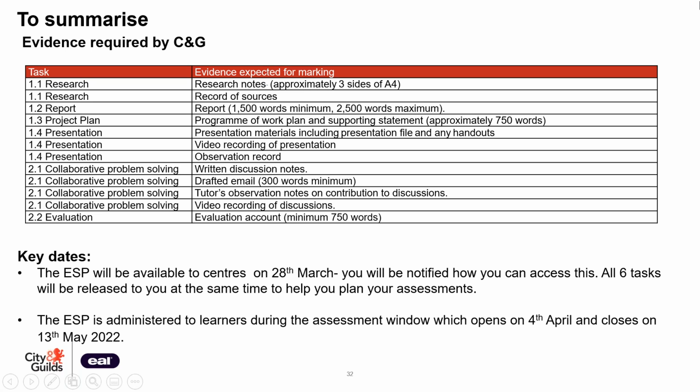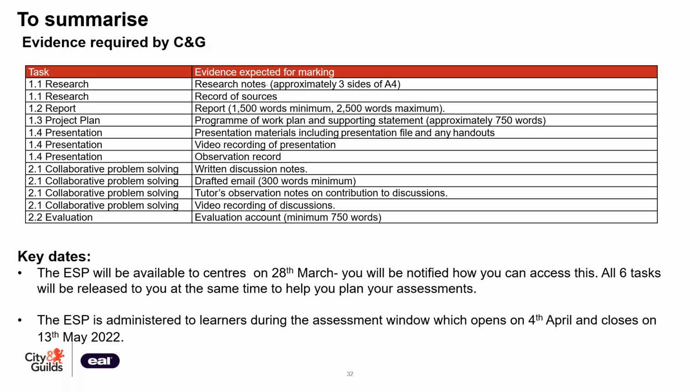As I promised, to summarise, and I think this will really help you, this is the evidence that you need from your learners to upload for marking to City and Guilds. I've labelled each of the tasks, each of the evidence that we expect to see for marking. I've only included a minimum there. I've also put a maximum there to help you on the report, 1.2. So I've given a little bit of support with that. I've put that down so you will know very clearly what evidence you need to collect.